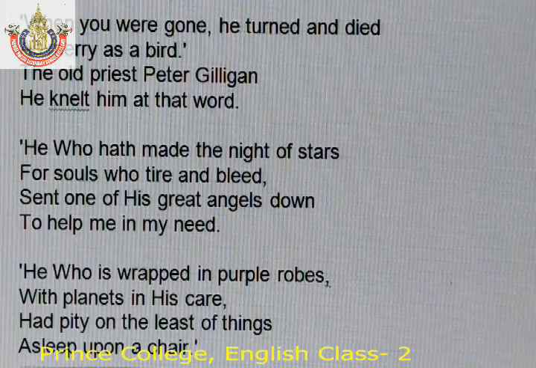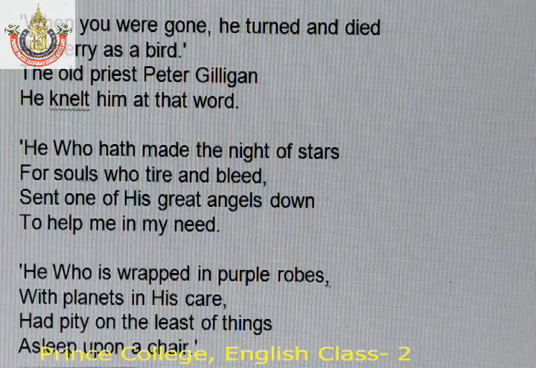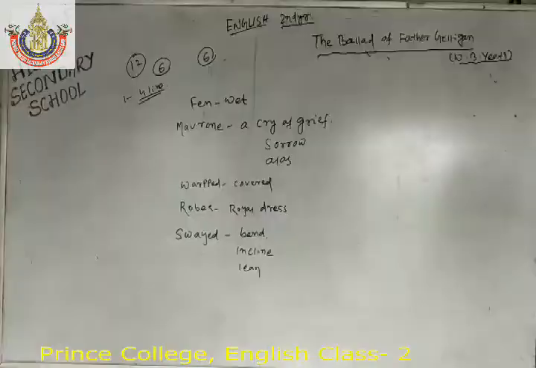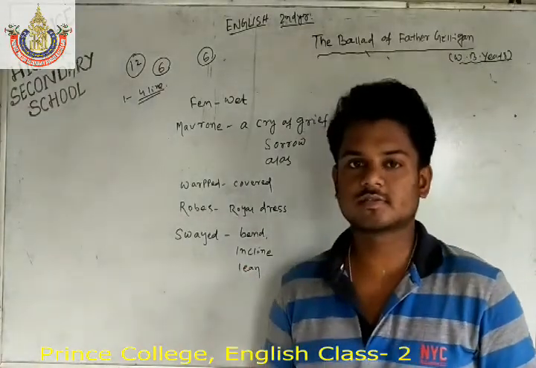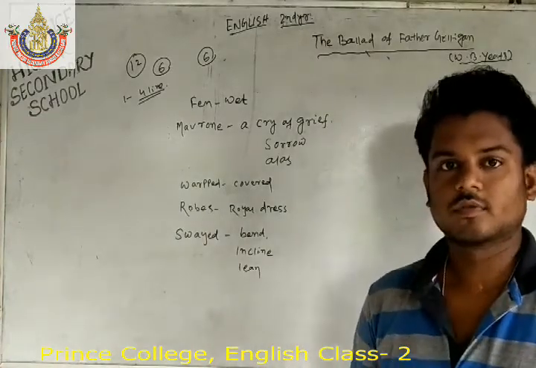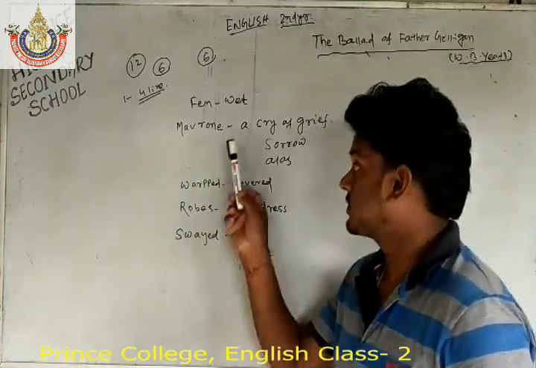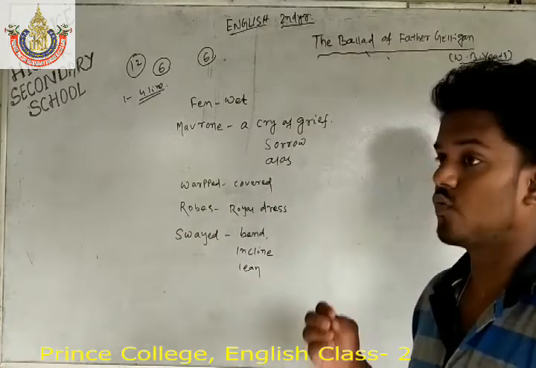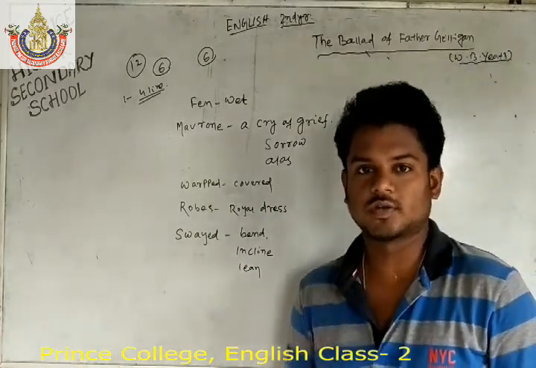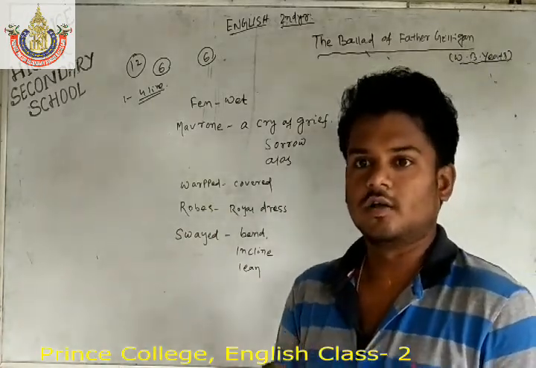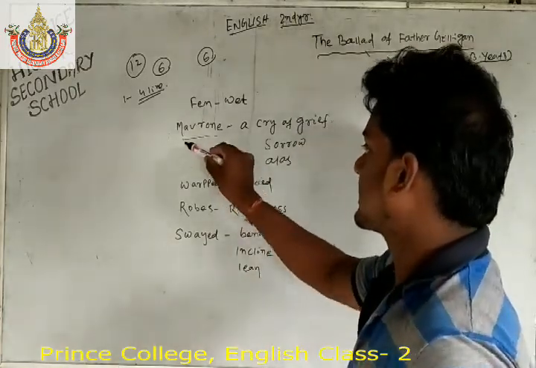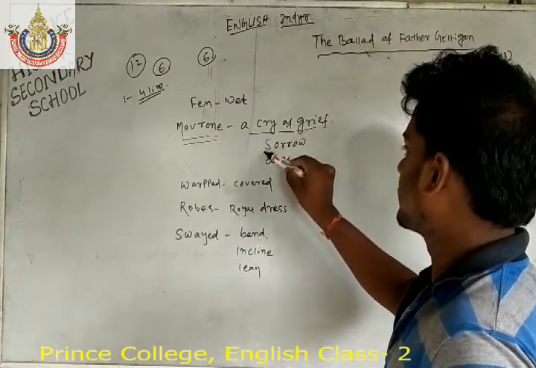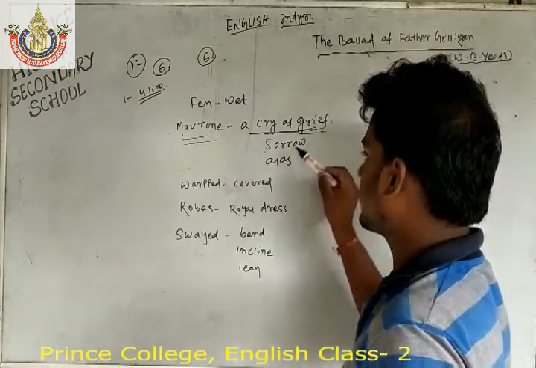And the difficult words are on the board. You may write down your difficult words. So I will analyze the last six stanzas of the poem The Ballad of Father Gilligan. There are some difficult words. That is fen, that means wet, and rocky lane, that is a stony path, and the mavrone, that means cry of grief.